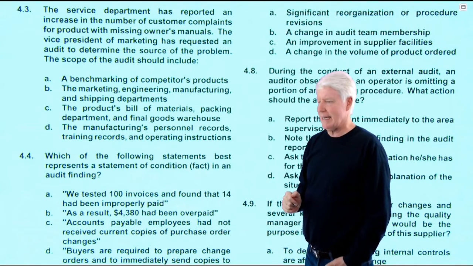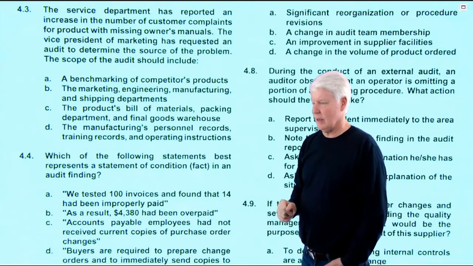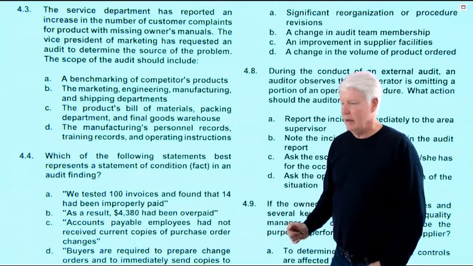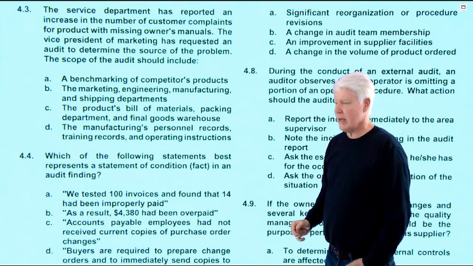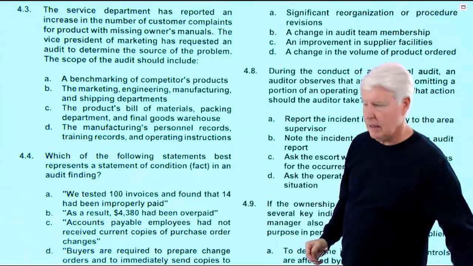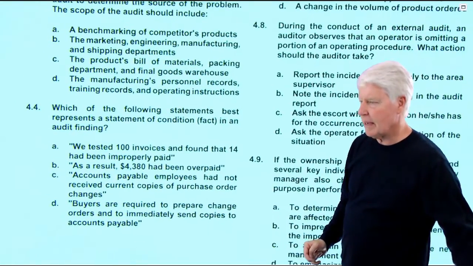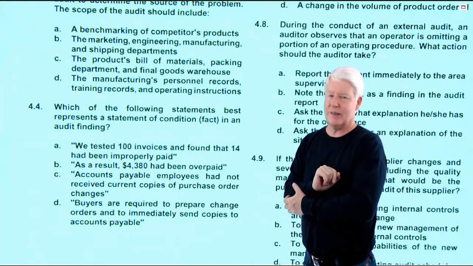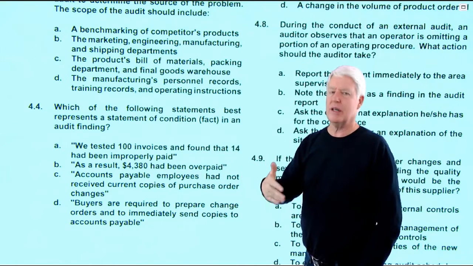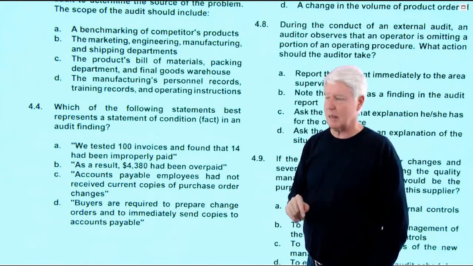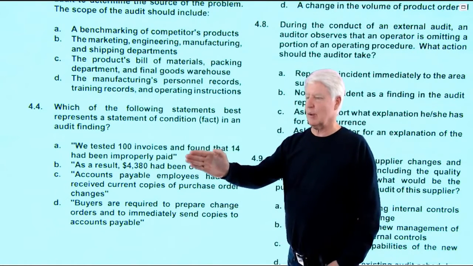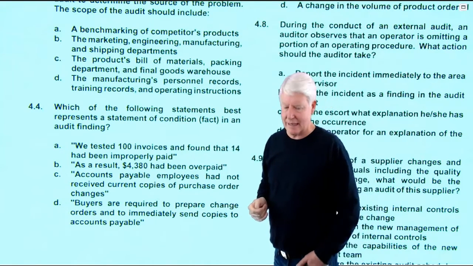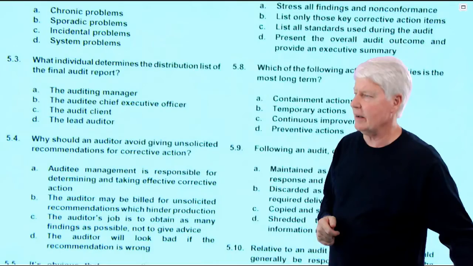Accounts payable employees had not received current copies of purchase order changes. Now, as far as statement of fact, A is going to beat out. Buyers are required to prepare change orders and to immediately send copies to accounts payable. No, the most factual statement here, objectivity, it even has numbers in it. So A and B have numbers. Numbers are usually a byproduct of objectivity, not always, but usually. But I like this one, it is more specific, as a statement of fact. So I'd say 4.4 is A, and it is.